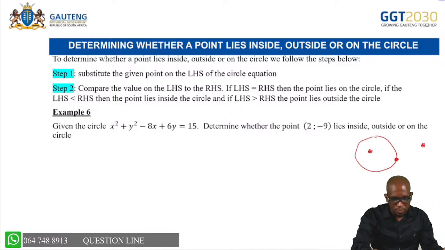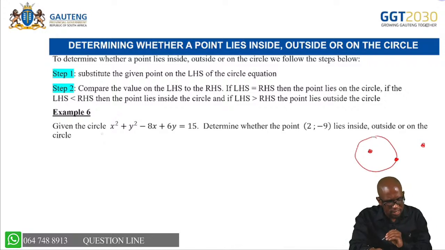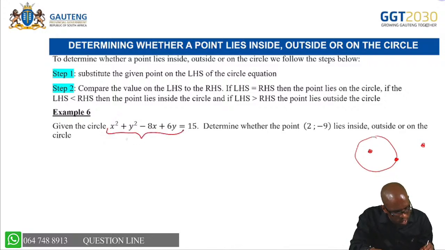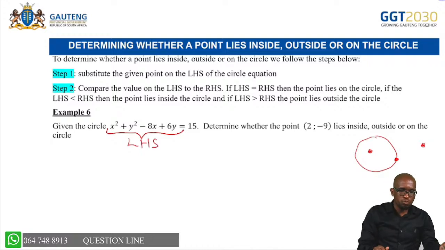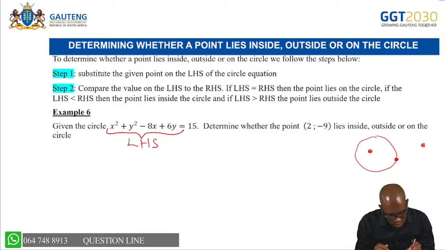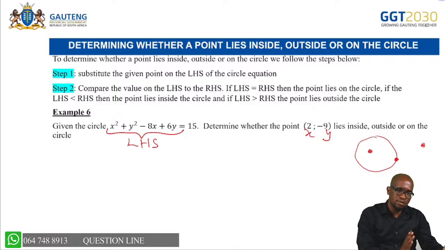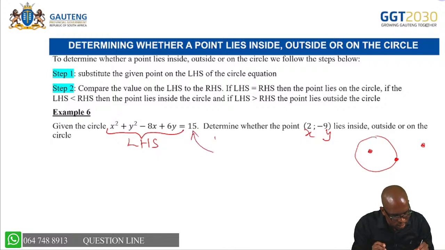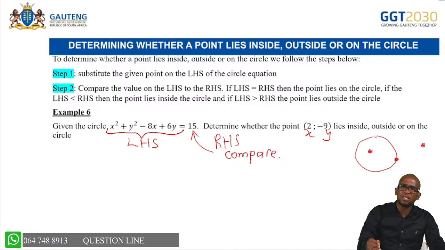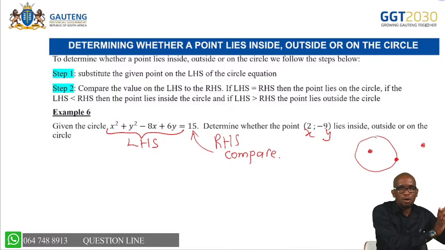Determine whether the point lies inside, outside, or on the circle. So what we're going to do is work with the left hand side and the right hand side. What is it that we'll do here? We're going to take this point, because we are given the value of x and the value of y, substitute the point into the equation, and then after getting that value, we compare it with the right hand side. It is the comparison that is going to tell us whether the point lies inside, on the circumference, or outside.